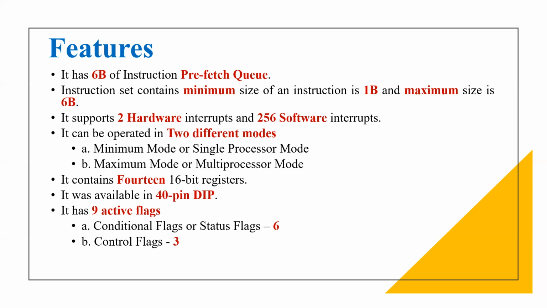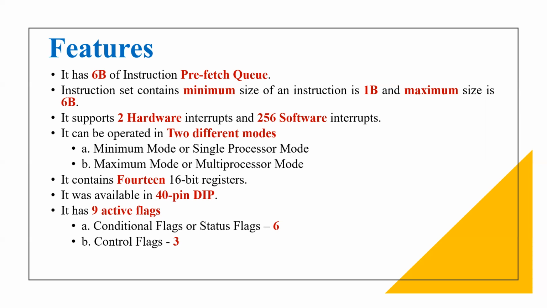If the system contains only one processor, that processor is wholly responsible for the operations performed on the system. Coming to the second one, maximum mode or multiprocessor mode, the system contains more than one processor. Along with your 8086, different coprocessors are also present.